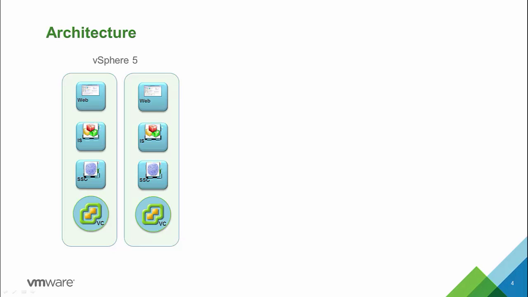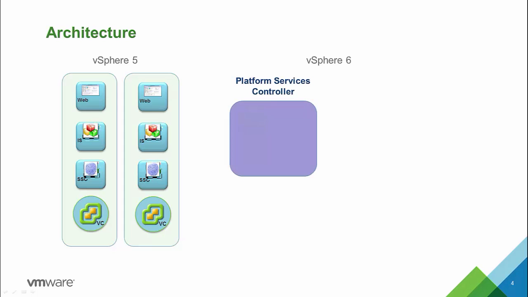In vSphere 6 instead, we have two major components, which have all the elements from the previous version as well as the new ones, and are organized depending on whether they can be shared across multiple vCenters or not. First, we have the platform service controller, which has the elements that can be shared. So we have the likes of the SSO server, the licensing server, and the VMware certificate authority, which is a new component that we will cover later. We have them all grouped in a single node installation.